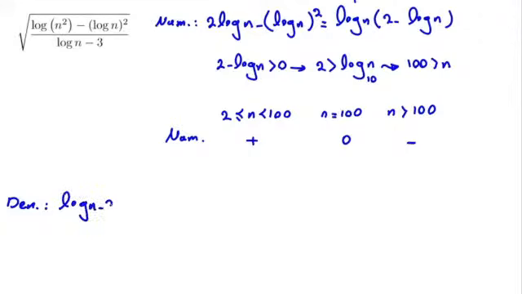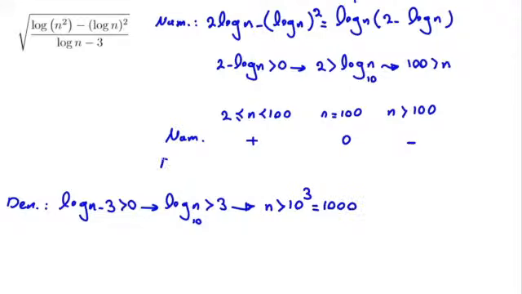Log n minus 3: in which case will it be positive? Log n should be greater than 3, because log n to the base 10 is increasing, so n should be greater than 10 cubed, which is 1000, by the definition of logarithm. So the denominator is positive if n is greater than 1000. It is 0 if n equals 1000. It is negative if n is less than 1000.